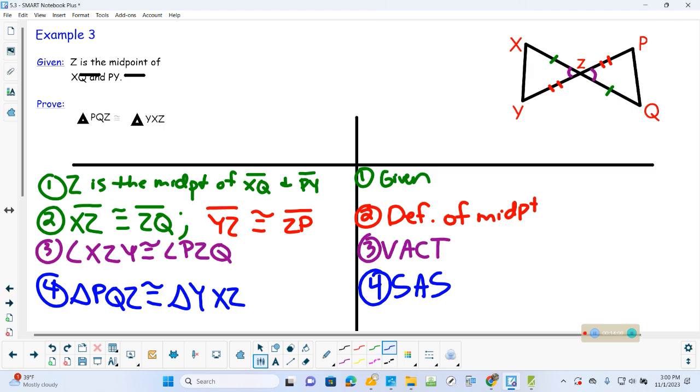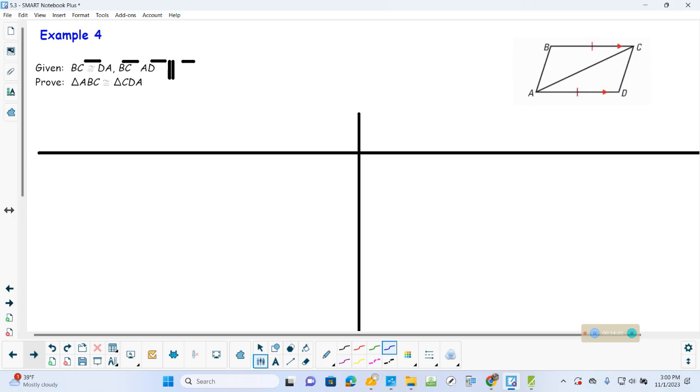All right, let's do the next one. So, of course, do your statements, reasons, let's fill in the given, all the stuff, you know. BC congruent to DA, BC parallel to AD.